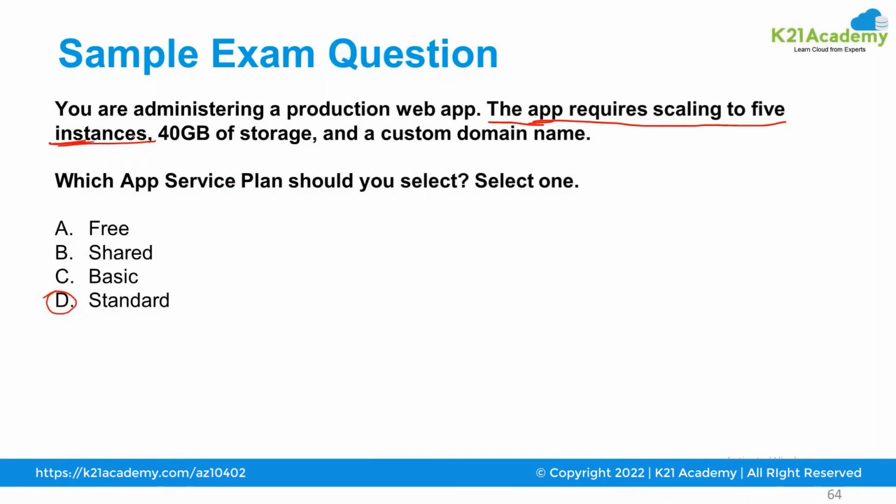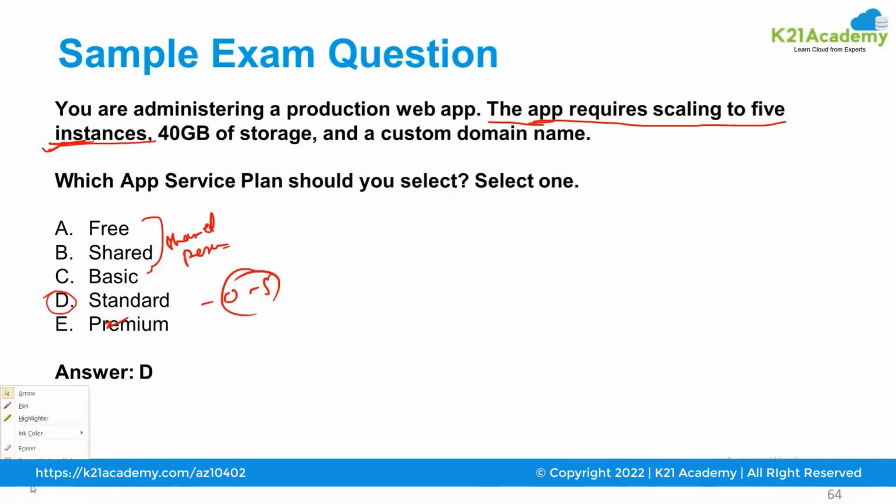Free, basic, and shared will run on shared resources in the backend, but in standard you will get 0 to 5 instances in the backend. There is premium also. The first thing you should see here is 5 instances. You will not get that number of instances in these three. This is how you should eliminate options, okay, this option is not there, this option is not there, and then you will come to the correct option.